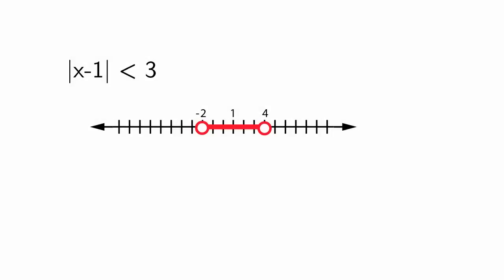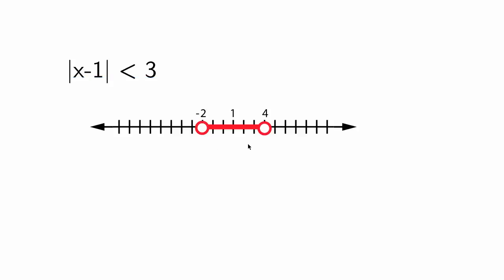In this absolute value problem, we have a distance, but it's no longer from 0. It's now the distance from 1 must be less than 3. So the distance of the variable x from the number 1 must be less than 3. So here's how the solutions look.